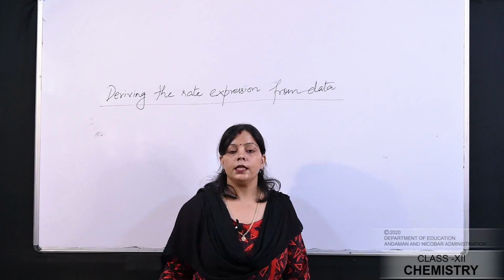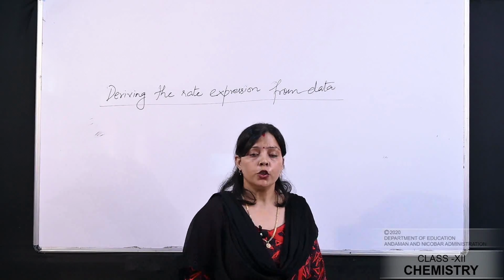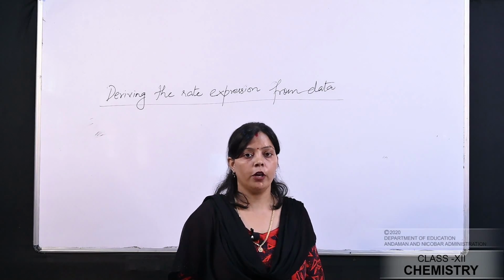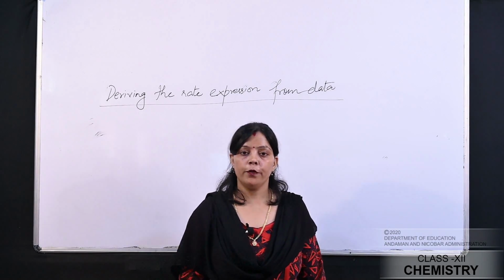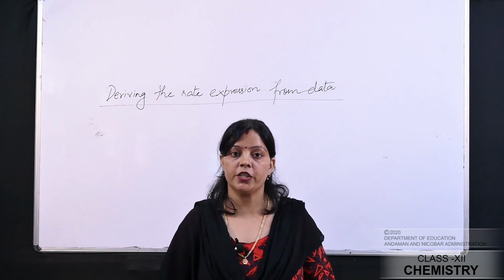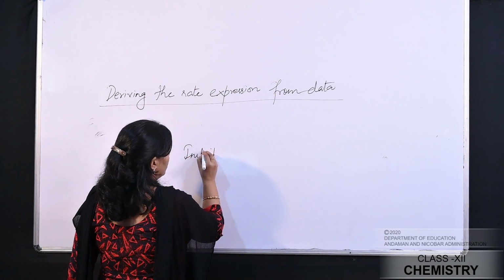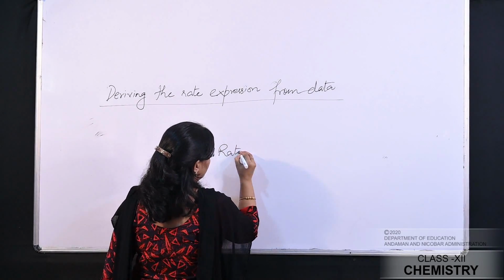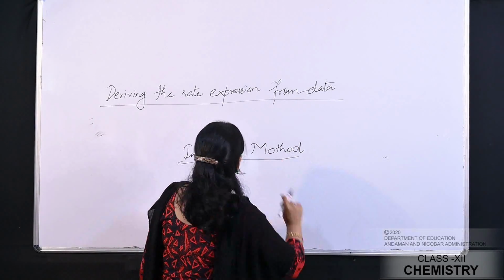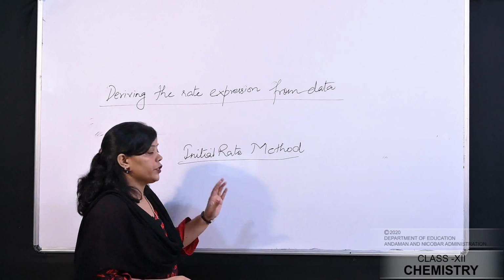After that, the next topic is deriving the rate expression from the given kinetic data. There are many ways to determine the rate expression for a particular type of chemical reaction, and one of the important experimental methods is the method of initial reaction rate, that is, the initial rate method. Then how, with the help of this method, are we able to derive the rate expression from the given kinetic data?